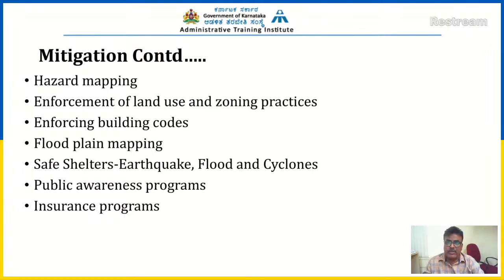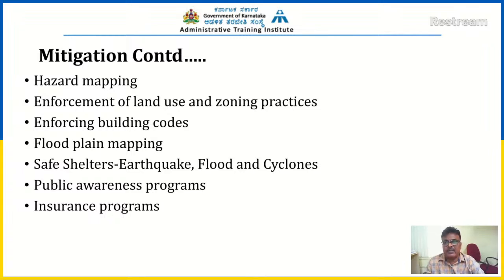Floodplain mapping. What I am saying is how much area is prone to flooding. The map should depict that. Based on the previous years' data, we should map them properly. So vulnerability maps, flood vulnerability maps. That will be used for proper flood planning. Next, flood mitigation, flood preparedness, etc.